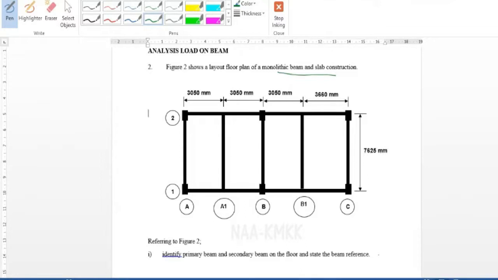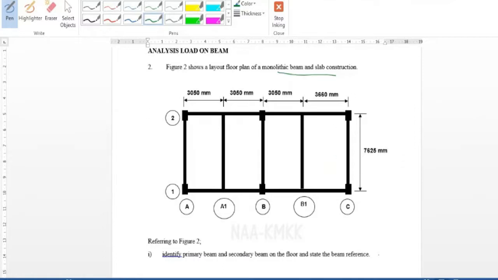So here we have a 4-panel slab. We have A1, 1, 2, A1B, 1, 2, B1, 1, 2, and B1C, 1, 2. So here we have a 4-panel slab, and the dimensions for each panel are given as follows.